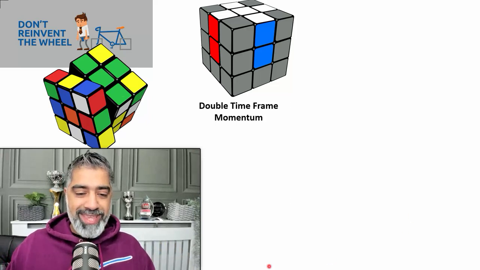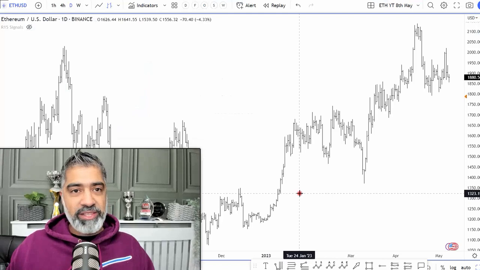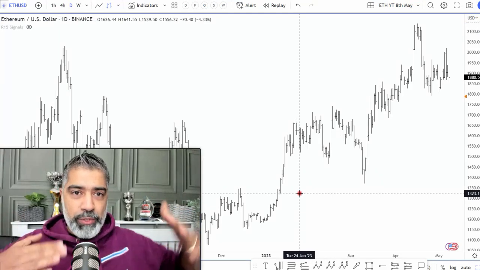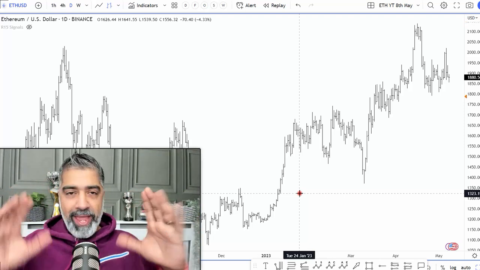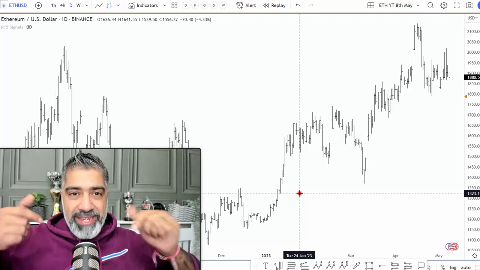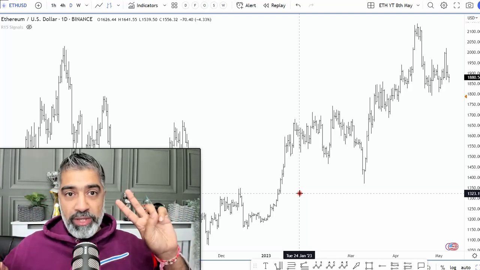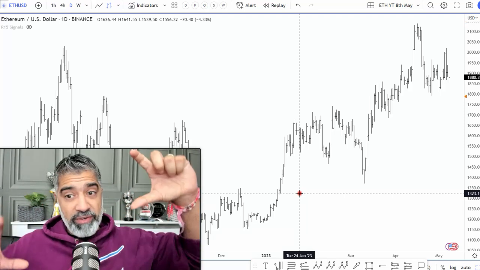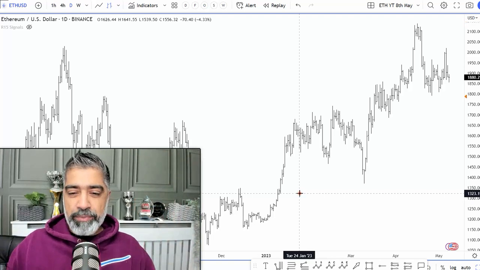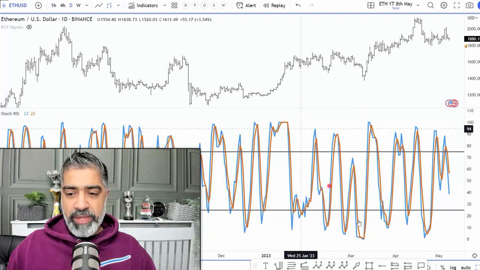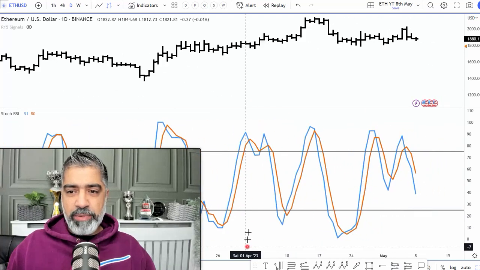So let's go to Ethereum and do this double time frame momentum. What the heck is it and what does it mean? So the first thing we want to do is measure rate of change, and we want to use a momentum indicator that helps us see what is happening. And I like to use a double time frame, which means a higher time frame and a lower time frame. But to keep things simple today, what I'm going to show you is something called the stochastics RSI. It's this over here, these blue and the red lines.